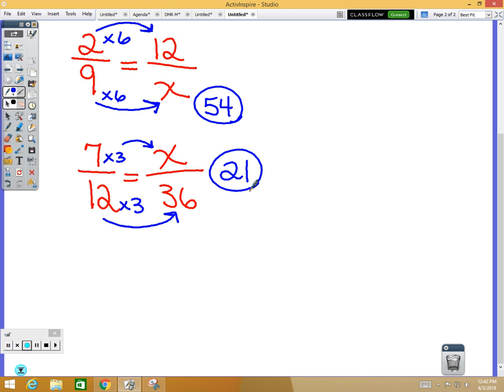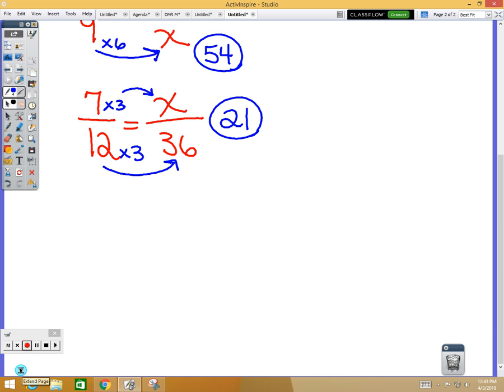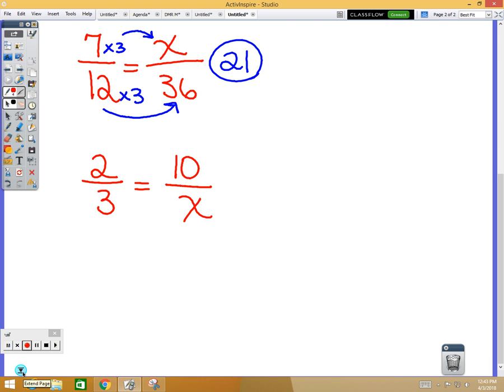Do you remember doing these earlier in the year? Good. We really need to know this skill and be good at this skill in order to be successful with scale drawings, which is in the 4th quarter for 7th grade. Okay. How about you try one then? Let's say I have 2/3, and I want to know 10 over what is the same thing. So you think about what you would do to solve for that.